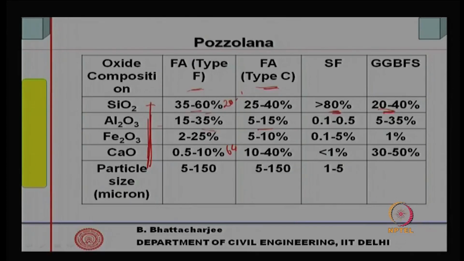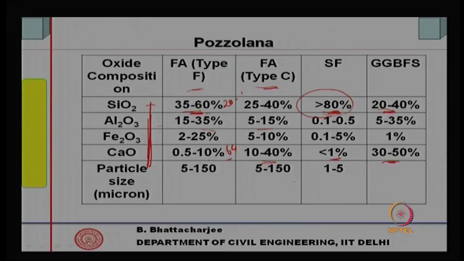If you recall, the same oxides are there, but the quantity of oxides has changed. Now, here CaO varies from 5 to 10% in type F fly ash, in type C it is 10 to 40%, silica fume less than 1%, slag it is 30 to 50%. As SiO2, you can see the silica in this is of this order, where this is very high. So, same oxides as the OPC cement, but the proportions are different. Wherever SiO2 is large, this shows extremely high pozzolanic reaction.